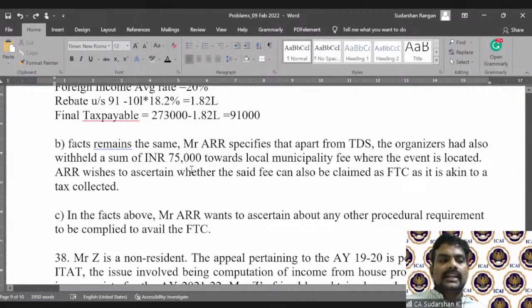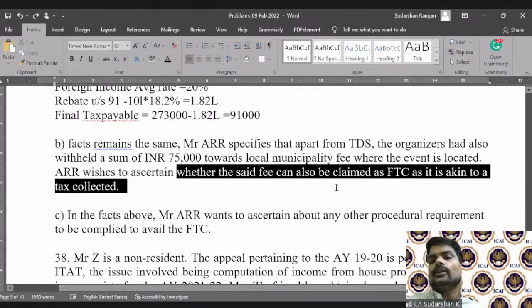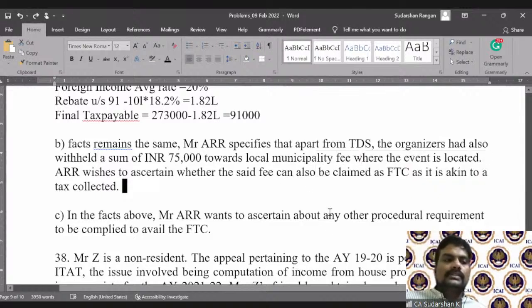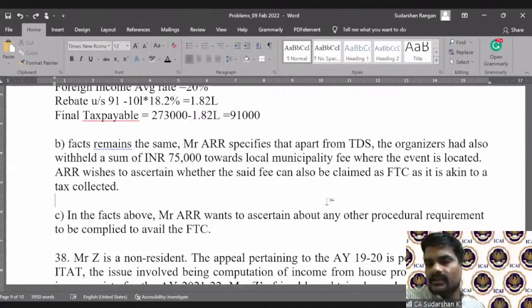ARR wishes to ascertain whether the said fee can also be claimed as foreign tax credit, as it is collected, is similar to a tax, because ARR felt this is akin to a local municipal tax. A municipal fee was collected in that area. Maybe for cleaning, whatever. Apart from TDS, they also deducted the municipality fee, can I deduct it, is the question.